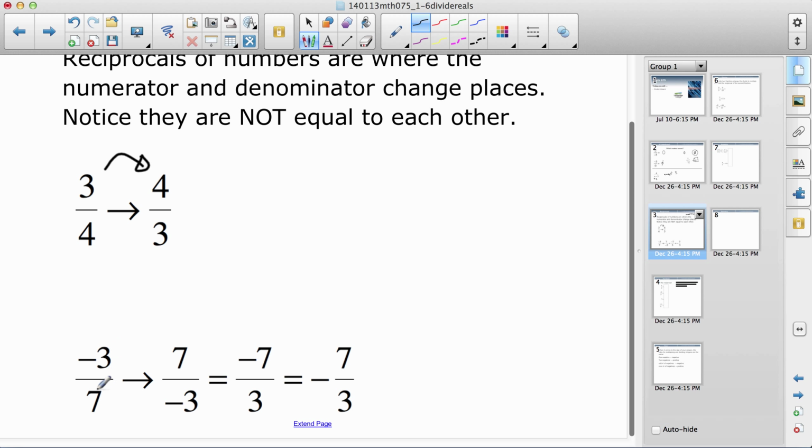Here's another example. So -3/7, the reciprocal of that would be 7/-3. Now notice the negative sign in a fraction can be placed in a lot of different places. I could place it like this, that would be correct. But I also could put that negative sign up top. Or I could be non-committal and put it in the middle. That's sort of a rhyme in math. And so that would be correct too.